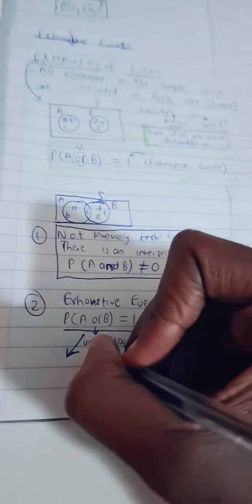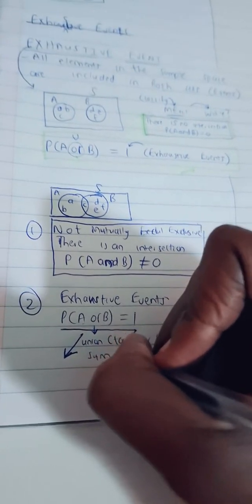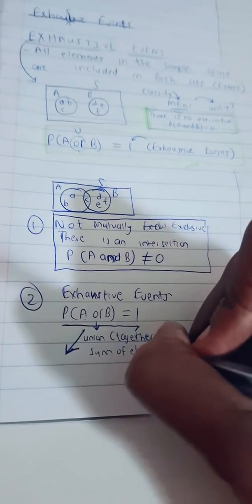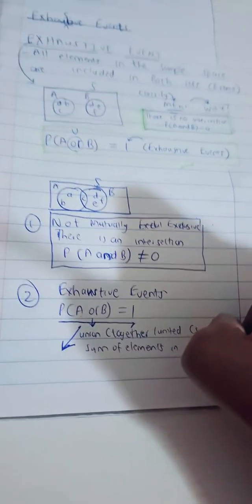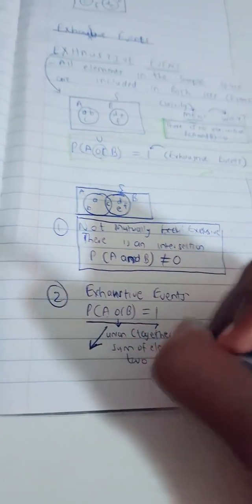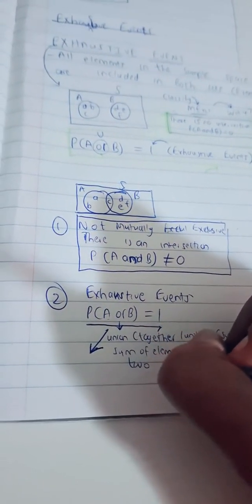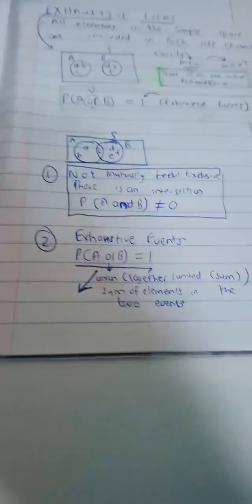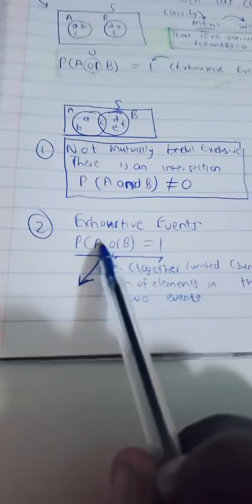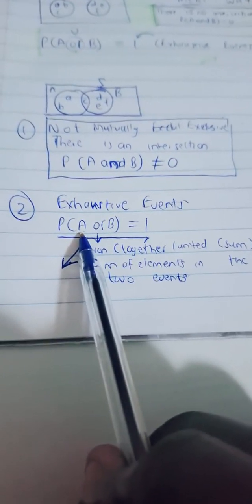So I'm going to write that. The sum of the elements in the 2 events. So if we look at this in that way, I want you to understand this very well. Very, very well. Please understand this very, very well.